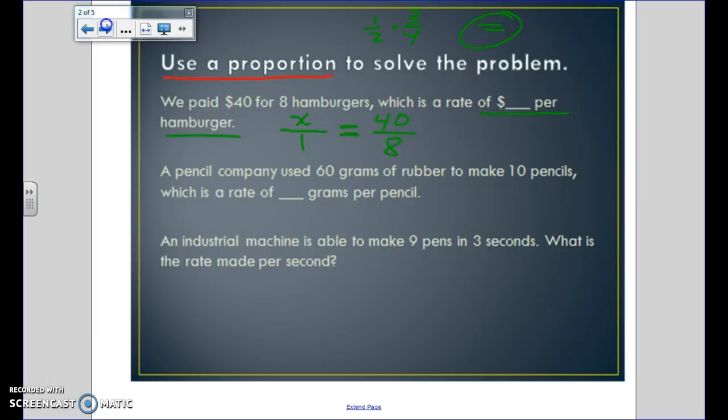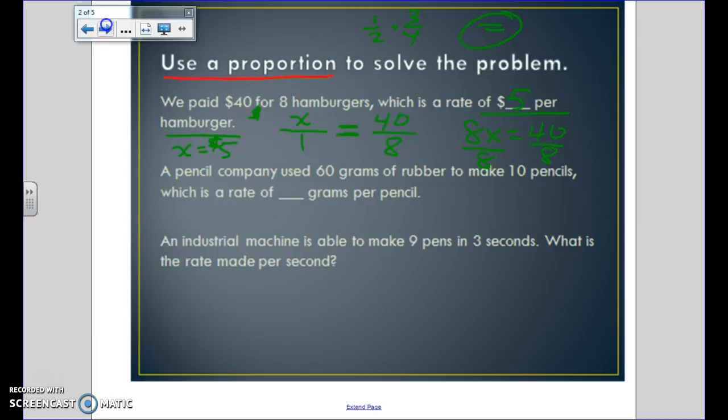So this equal sign allows me to say, okay, well, if I cross multiply, I can solve. 8x equals 40, and I can solve for x. I know x must equal 5. So in this case, we're talking about dollars. So x equals $5, or you could say $5 per hamburger. Okay, so we're going to use proportions on what we were using rates for earlier.